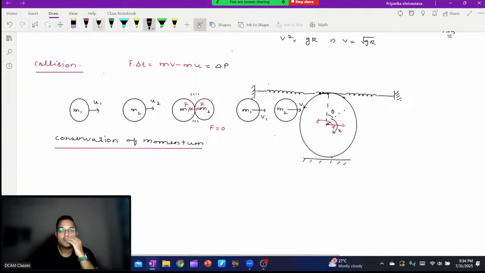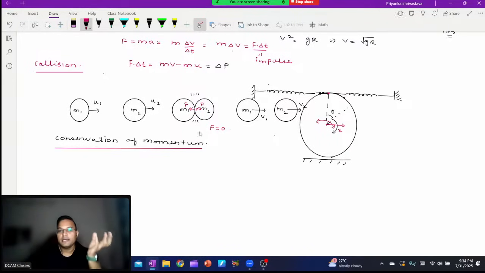And why do we get this? Because F is equal to ma and a is delta v by delta t. So you can write m delta v is equal to F delta t, but F delta t we have defined as impulse. So that's why we get impulse is equal to m delta v. And here, because F is net, in this system F is 0, so impulse is 0. That's why we can make final momentum equal to initial momentum.